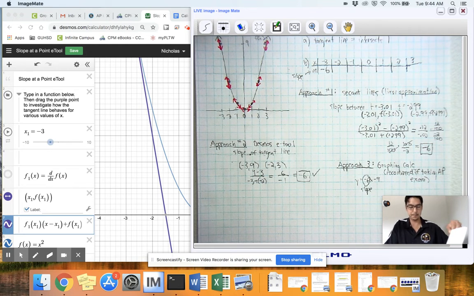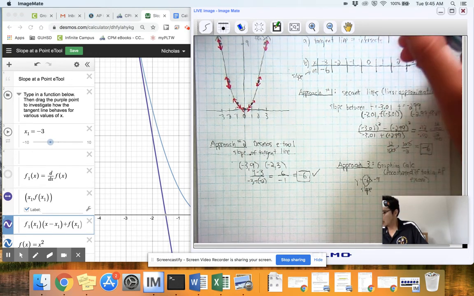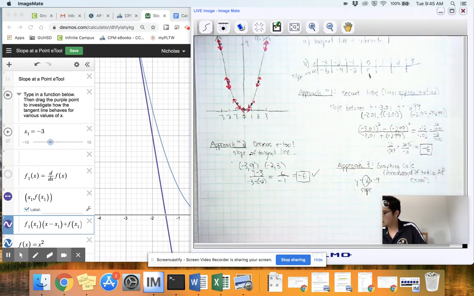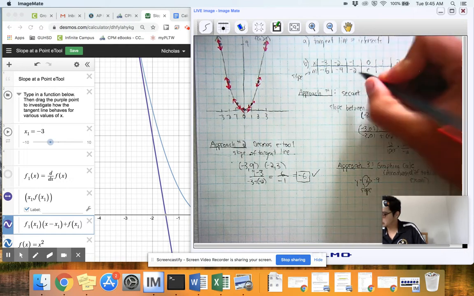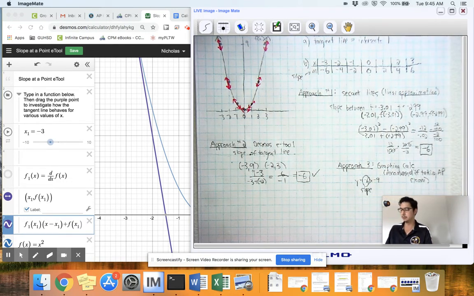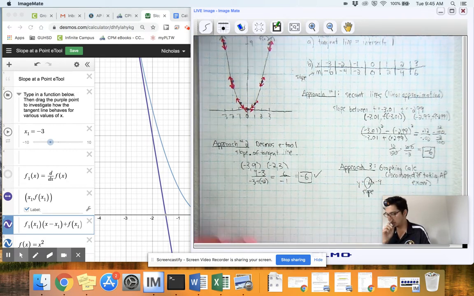Okay. So then, yeah, that's what I thought. Just wanted to make sure. At -2, you'd be at -4. Then you'd be at -2, 0. Then you'd be at 2, 4, and 6. All right, so that's the slopes at each of those points.